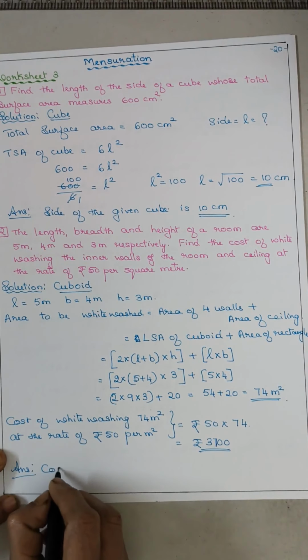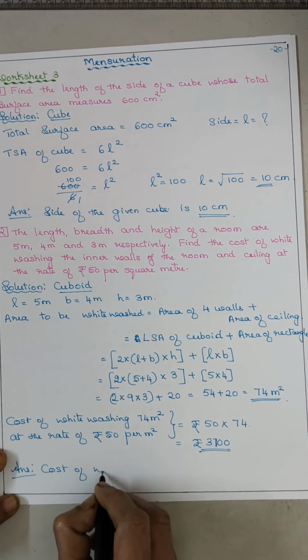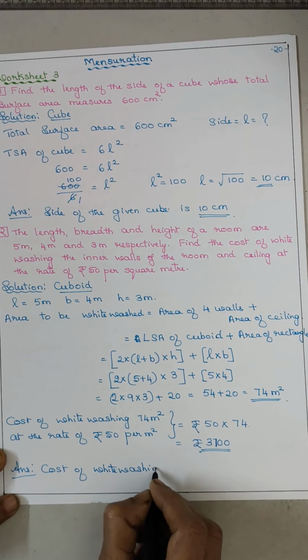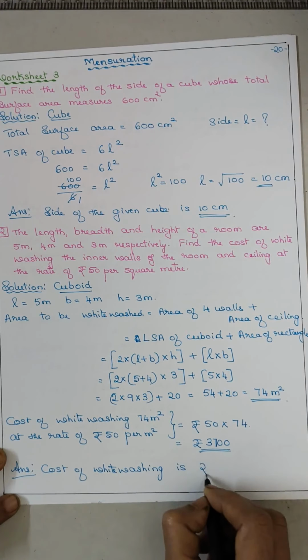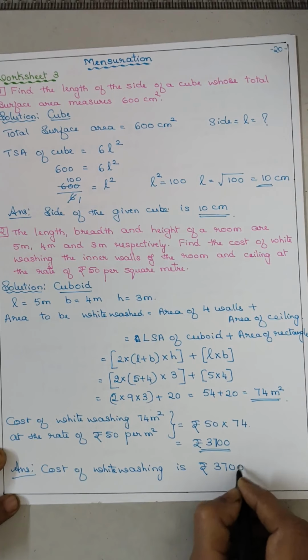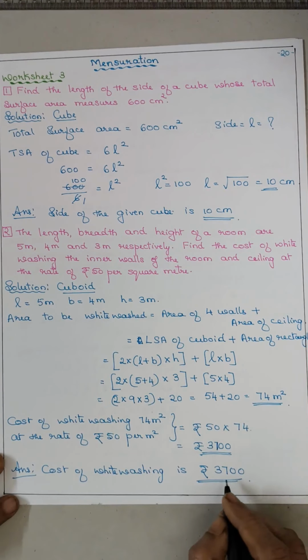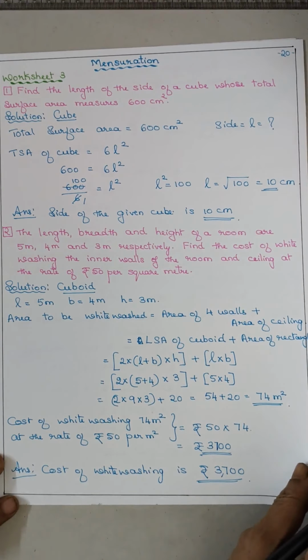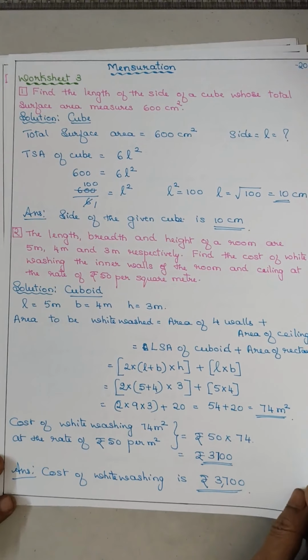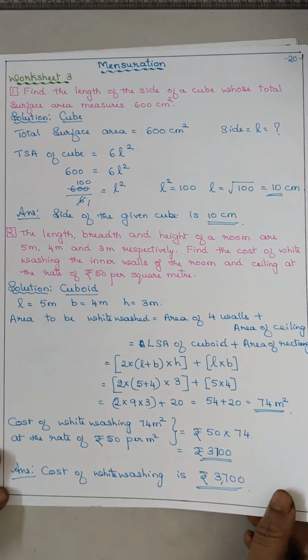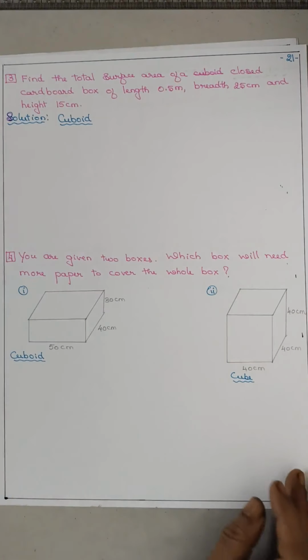So answer, the cost of whitewashing is ₹3700. You can write whitewashing the walls of the room and the ceiling. Write directly. Cost of whitewashing is ₹3,700. So we have completed the worksheet 3, 2 questions. Hope you are confident. Now coming to the third sum.